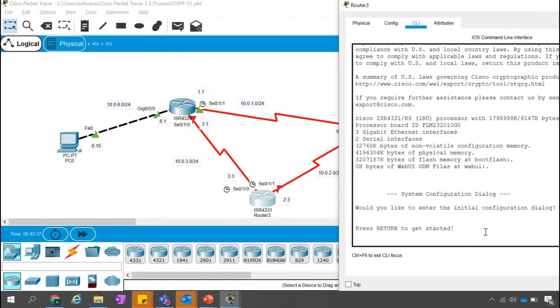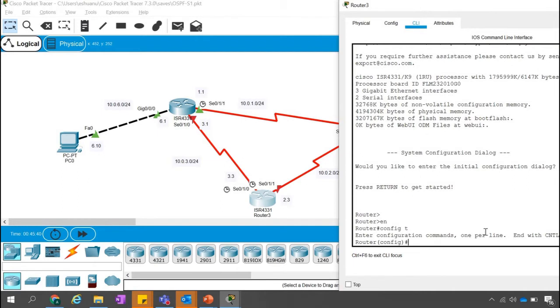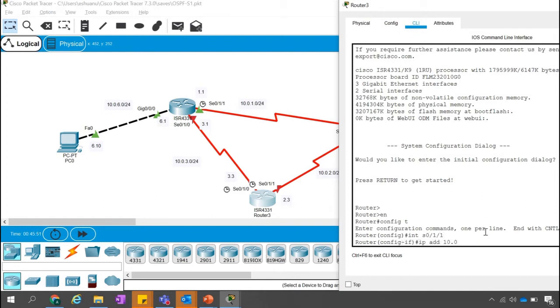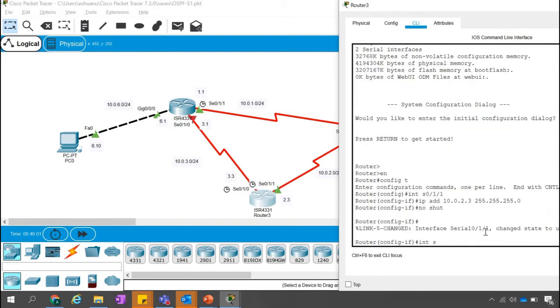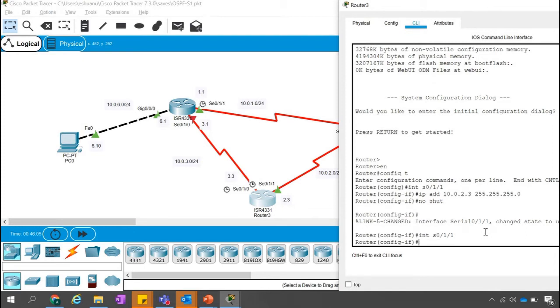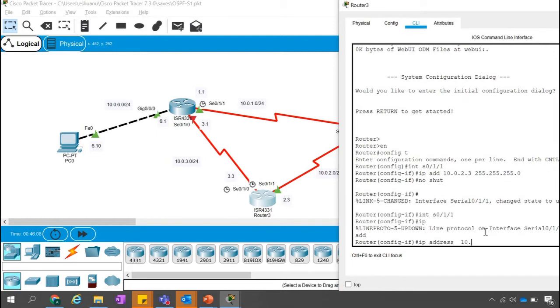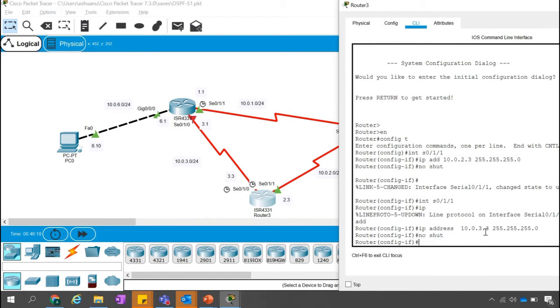In router 3, we have to write no first. Here, enable, config t, and interface S0/1/1, IP address 10.0.2.3, 255.255.255.0, no shut, and interface S0/1/1, IP address 10.0.3.3, 255.255.255.0, no shut. And here we don't have any computer, so no third one.